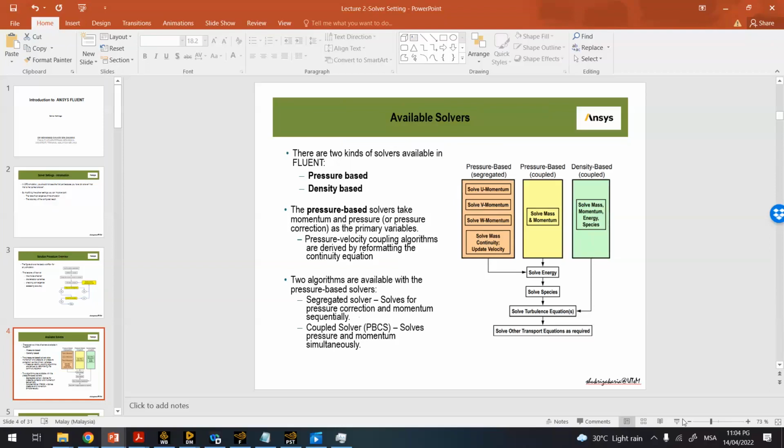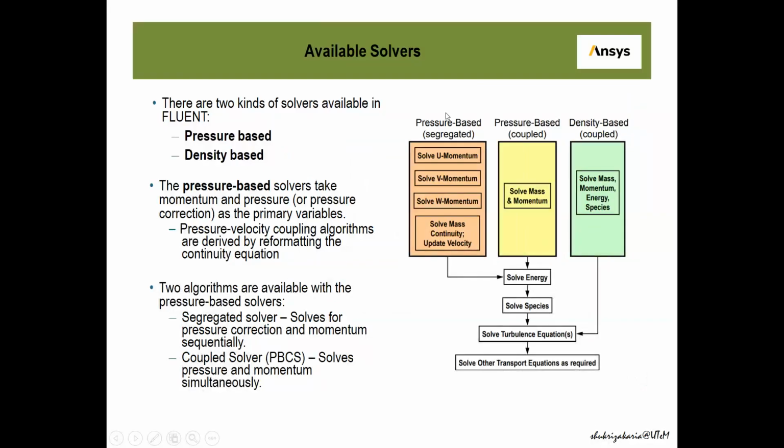So like this diagram, you have the pressure-based coupled and also pressure-based segregated. Segregated solves momentum and then continuity separately. For the coupled, they solve together. Then we solve energy and solve species if there are any. If you have temperature, we solve for energy as well. If you have combustion, you have carbon dioxide and oxygen, so that is referred to as species.